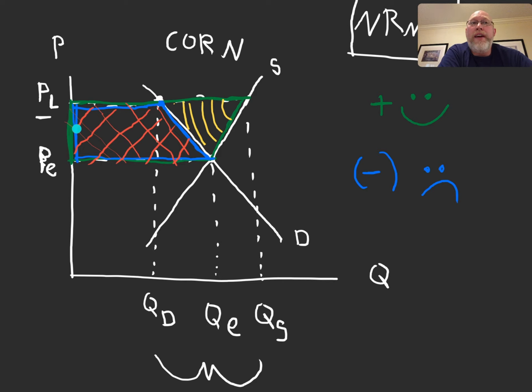An area that has a positive and a negative, you add them together, and the positive and the negative zero right out. So that area just disappears. The area that's left over, the area in yellow, is a gain to our society. So this right here, the yellow area, is our change in our welfare, and it is going to be a positive number.